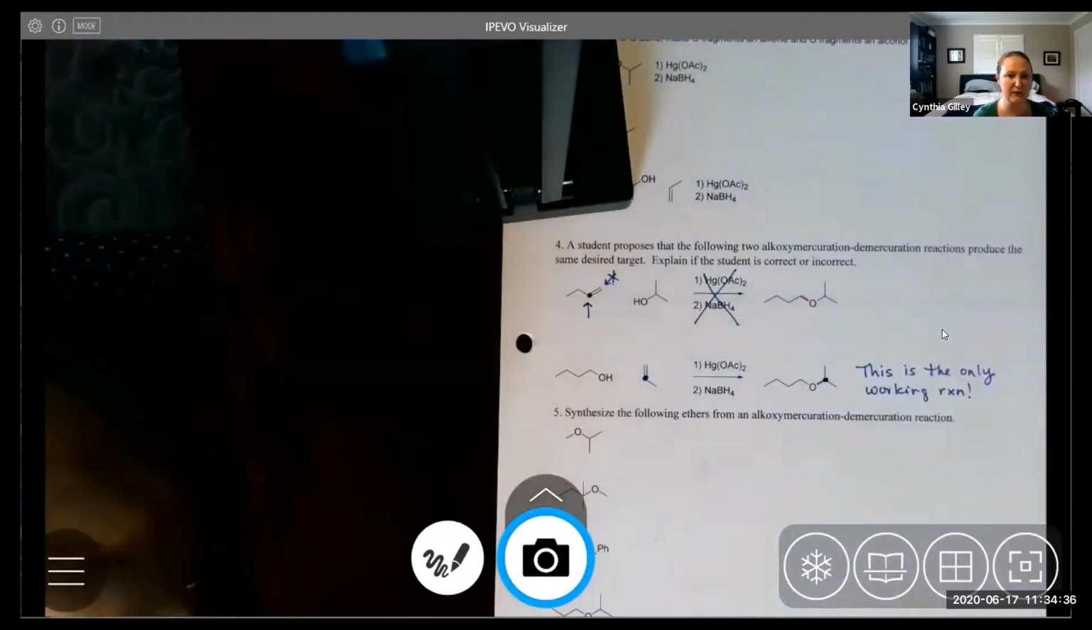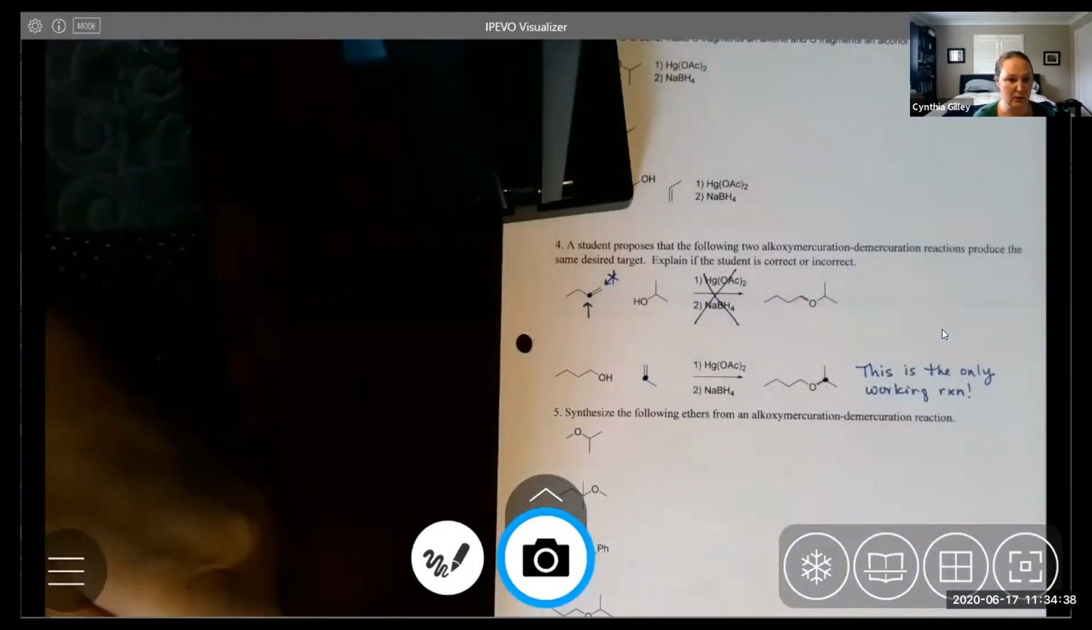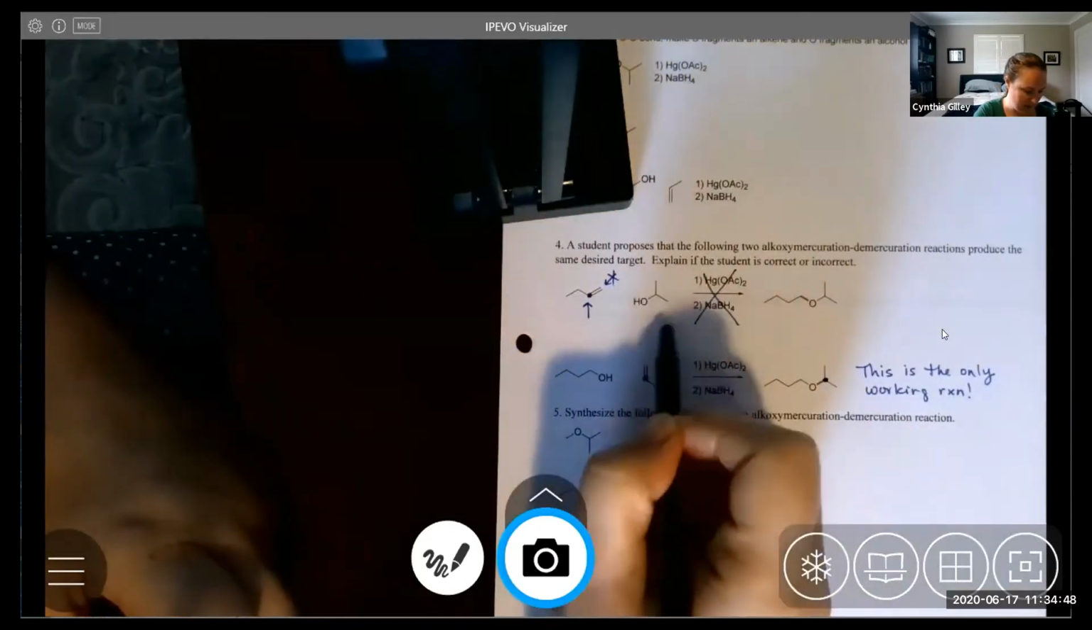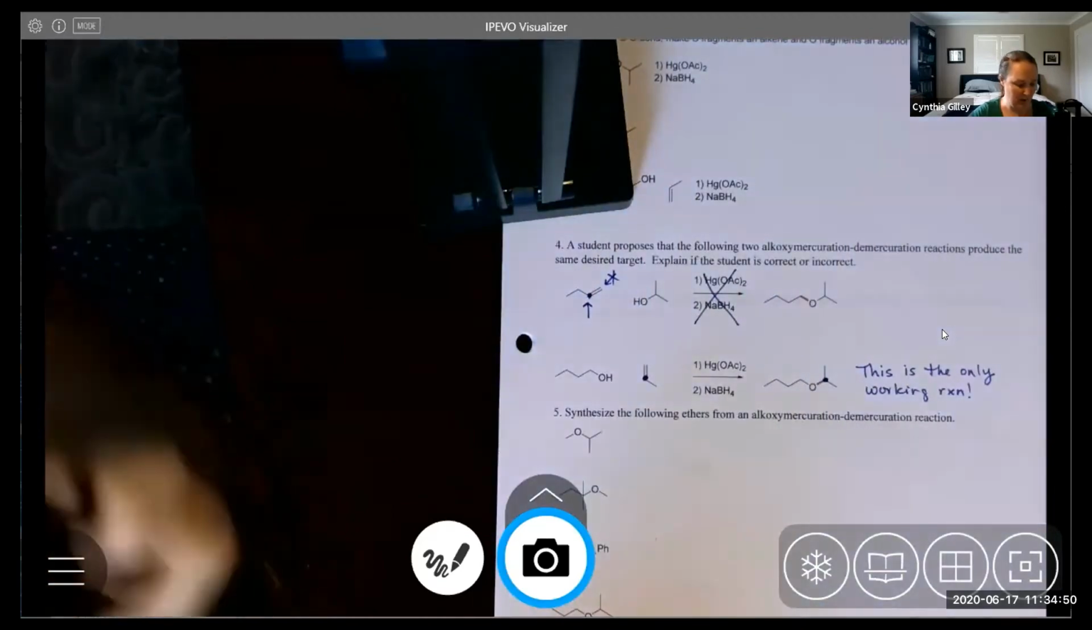So it's just being careful that you would actually get the product that's shown, given the 2 reagents that are chosen, making sure to understand that the alkoxy group will go on the more substituted carbon always.